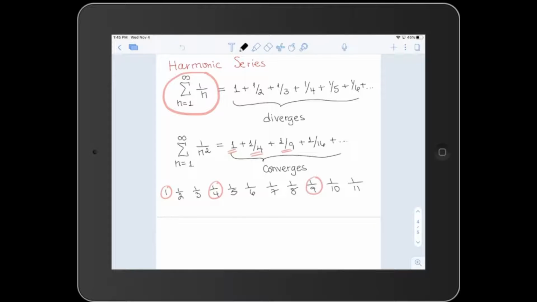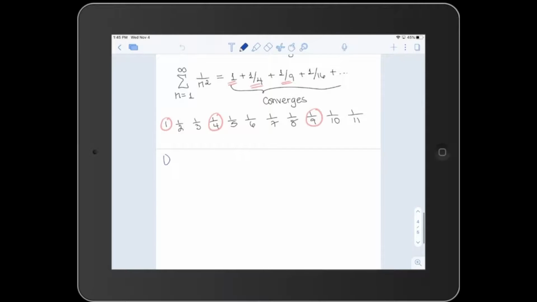So for this section, what do we need to know in general? That's your quick summary, kind of like what we should focus on. We have geometric series. Know the general form, when it converges, and what it converges to.